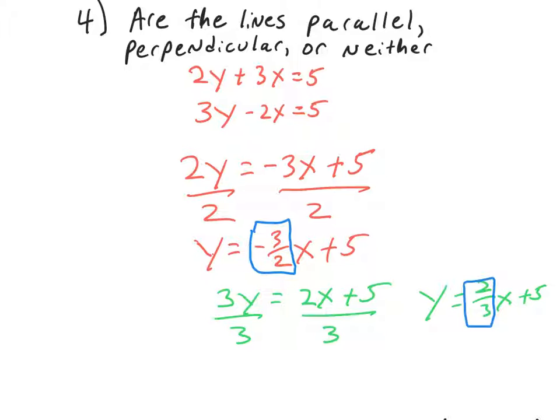We want to compare those. If they are the same, those lines are parallel. They are not the same, so they're not parallel. If they are negative reciprocals of each other, then those lines are perpendicular. So if I look at the two slopes, I have negative 3/2. And if I flip that over and do the negative of it, it's going to turn it positive into 2/3. So that's going to go from negative 3/2 to 2/3. That's negative reciprocal. That means that these two lines are perpendicular.